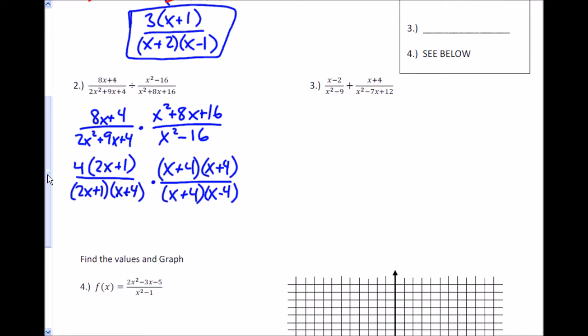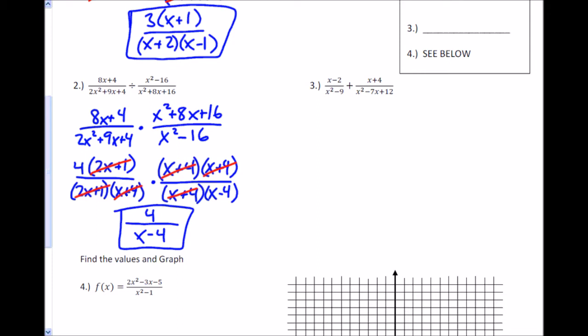And now I cancel out what I can, the 2x plus 1s, a pair of the x plus 4s, another pair of x plus 4s. And now in my numerator, it looks like I'm left with a 4. In the denominator, I'm left with an x minus 4, and that's it.